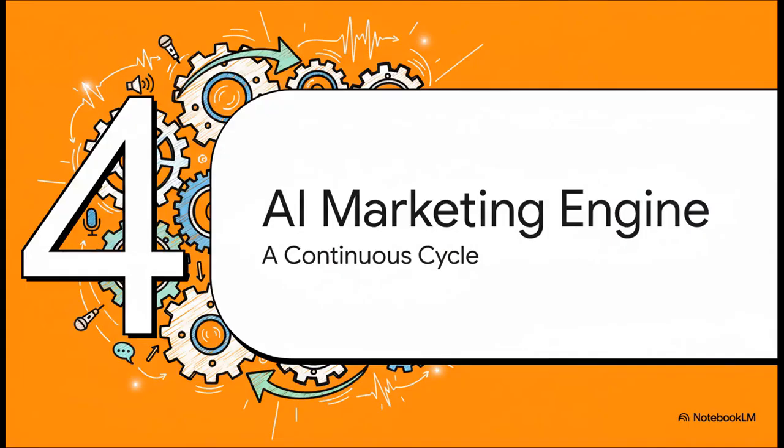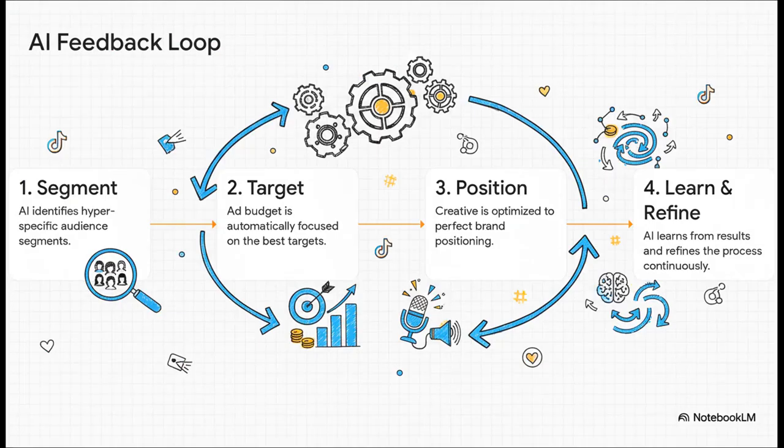So when you put it all together, you start to see that this isn't just a simple 1, 2, 3 checklist. It's a continuous, self-improving cycle. It's an engine that is always running and always getting smarter. And this slide really brings it all home. The AI finds the segments, it focuses the budget on the best targets, it optimizes the creative to perfect the positioning. But then, and this is the most important part, it takes all the data from that campaign and uses it to get even smarter for the next one. The loop just never stops.